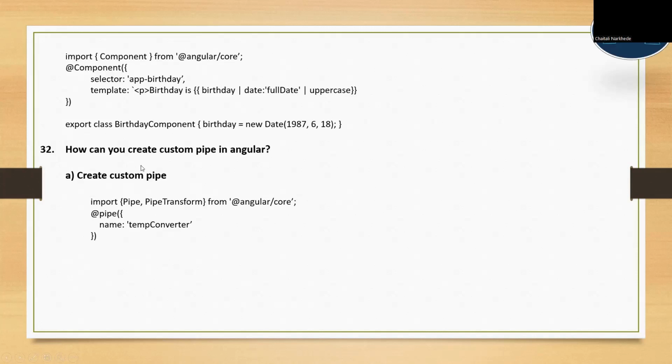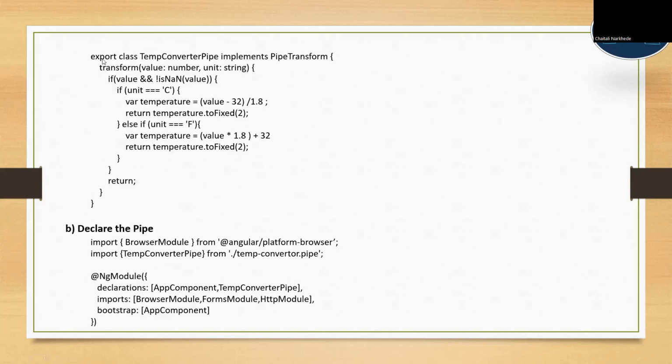Next question is, how can you create a custom pipe in Angular? To create a custom pipe, first you have to create one file like custom pipe.ts file. You have to provide @Pipe, in which you can define the name of your pipe. Then you have to write export class with your custom pipe name, and after that implements PipeTransform. You have to implement PipeTransform, and it contains a transform method which has value and unit parameters. Here I have written some logic to convert temperature into Celsius and Fahrenheit.